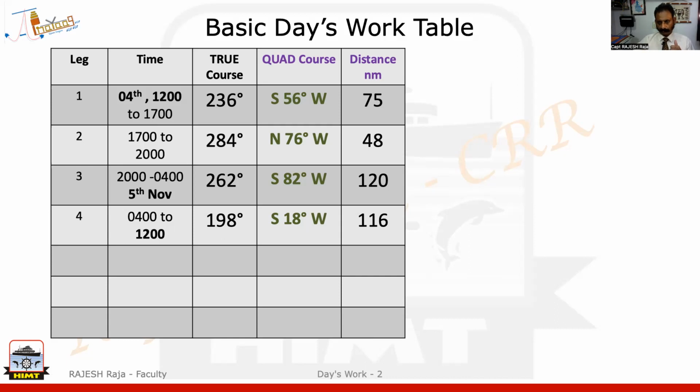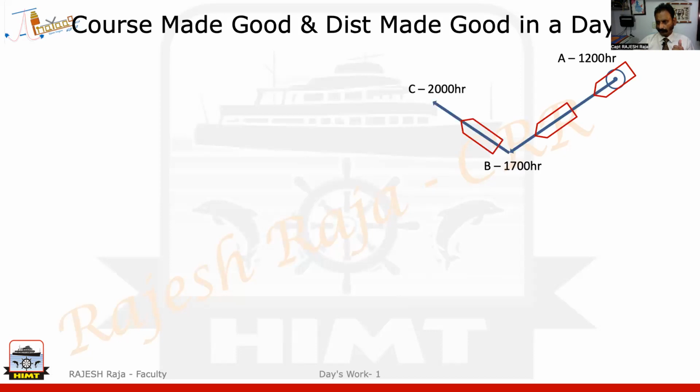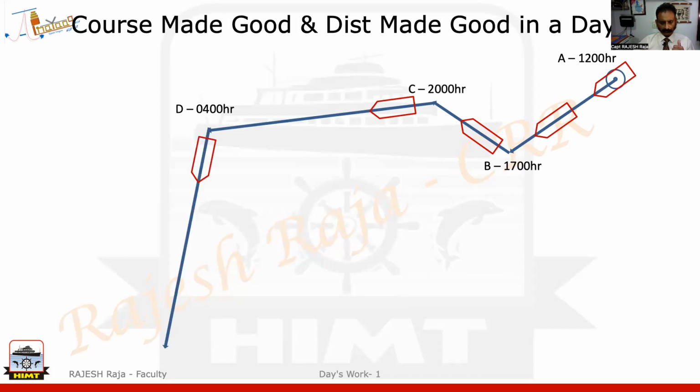I'm going to show you in a picture exactly what happened. Let us say I started here at noon, that is alpha. The first course I did was kind of southwesterly. At 1700, I altered my course to northwesterly. At 2000, I altered my course slightly southwesterly again. And at 4 o'clock, I went on a new southwesterly course to reach my destination, which is the next noon. So this is what I have done in a day.